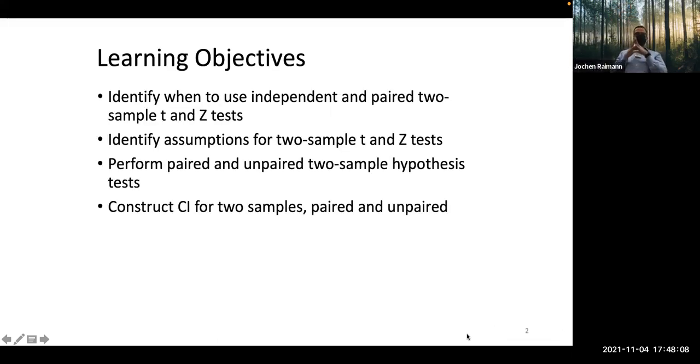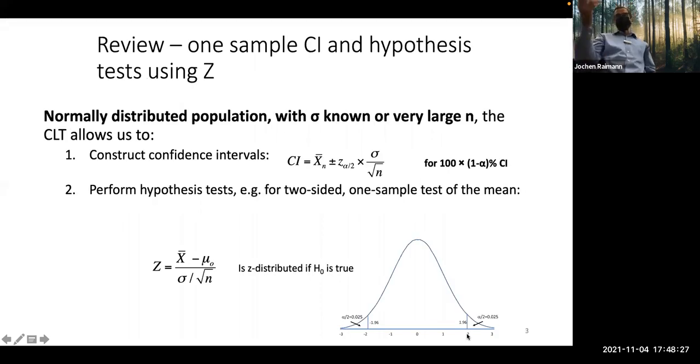Good, we're going to learn today to identify when to use independent and paired two-sample t-tests and z-tests. We identify the underlying assumptions of these two tests, we perform these tests, and we construct confidence intervals, paired and unpaired, which you have done already. So it's nothing new, essentially. It's just a review.